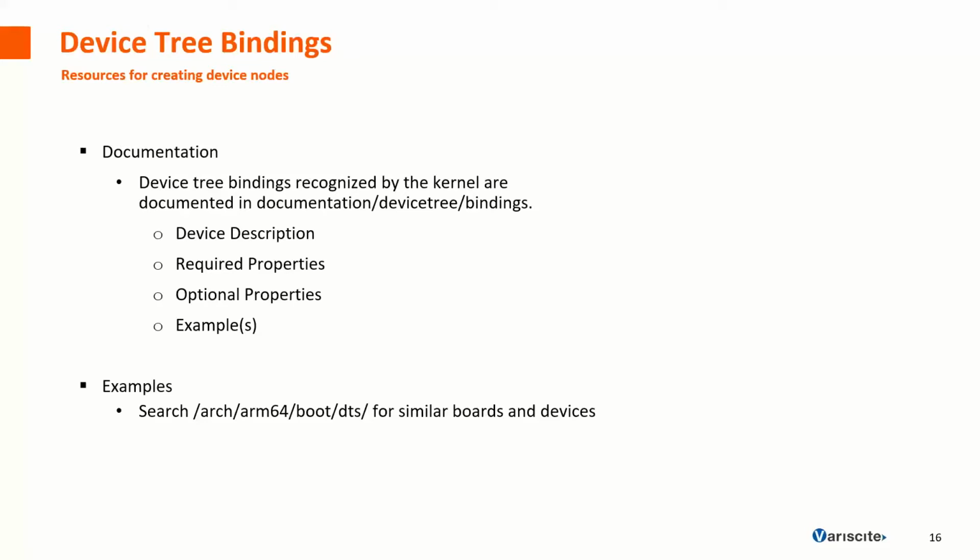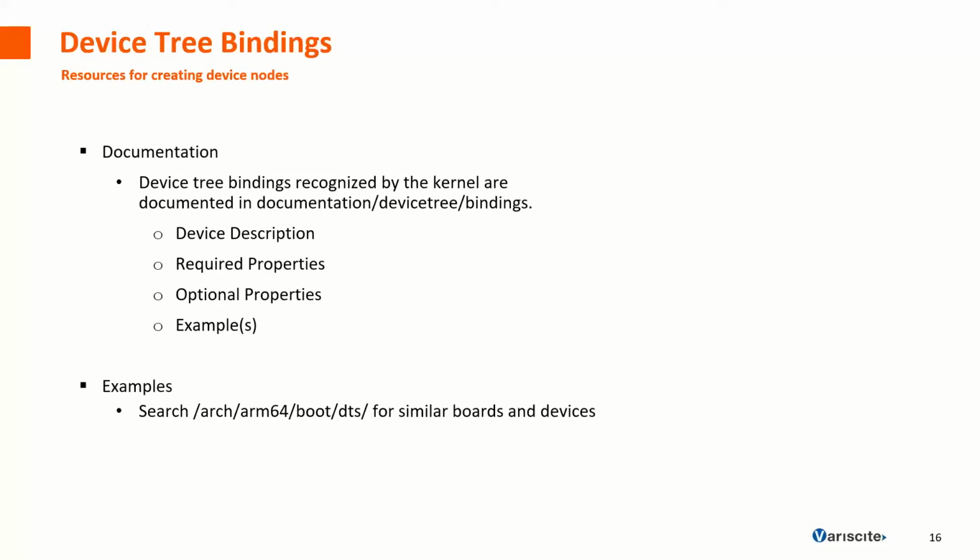To do this, we can use the documentation within the kernel itself. All device tree bindings recognized by the kernel are documented in the Documentation/devicetree/bindings directory. And this documentation will generally give us a description of the device. It'll tell us which properties are required, which are optional, and in general, it'll give us an example device node that we can use as a reference.